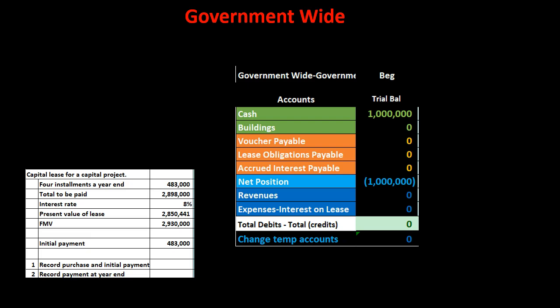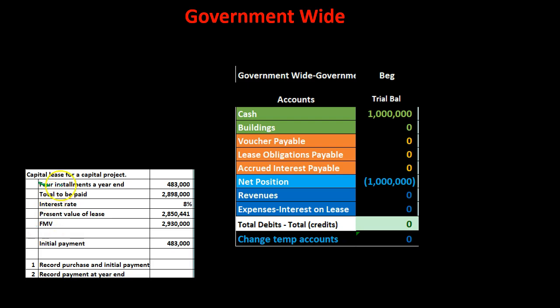So we want to construct the journal entry in the government-wide activities and then think about how it will be modified in order to go to the modified accrual settings of the debt service fund. So here's our information up top. We have the capital lease for capital projects. The scenario is that we have a capital lease related to a capital project, which will be a building.